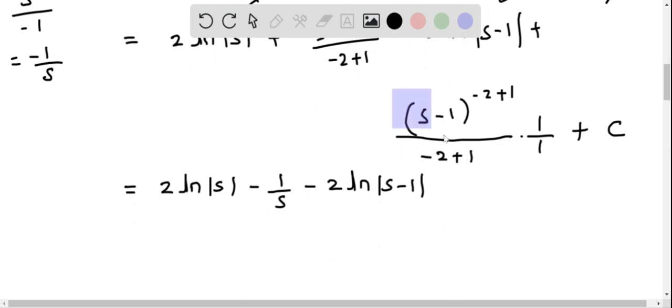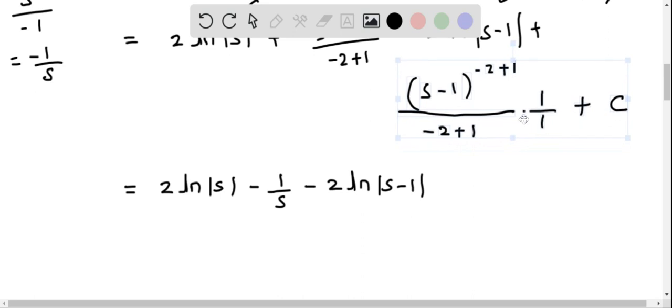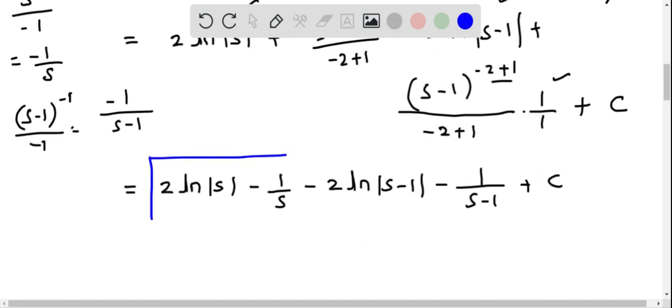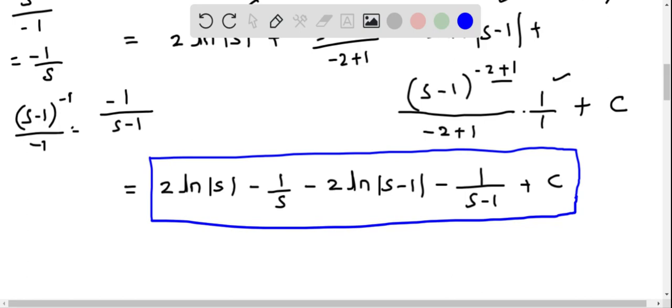Just move this expression a little bit higher so I get some more space. So then we can simplify this final expression. That is, we have s minus 1 raised to the power of negative 2 plus 1, which is negative 1, divided by the same number, negative 1. So this is equivalent to negative 1 over s minus 1. This is not positive, it is negative 1 over s minus 1, and we finally put this integration constant c. So therefore, this is the result of the given integration. So this final expression is the result of the given integral.